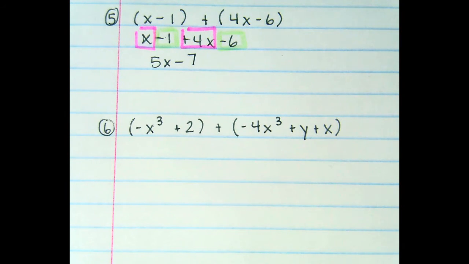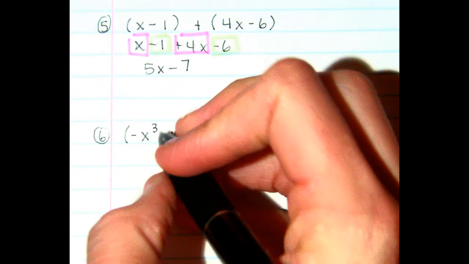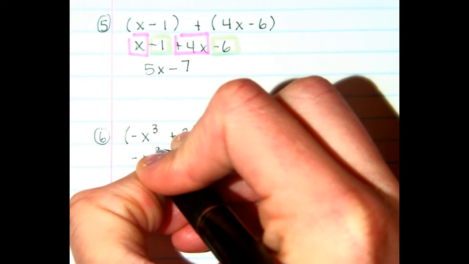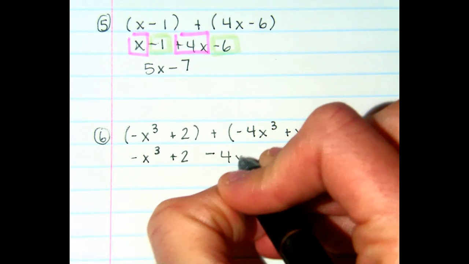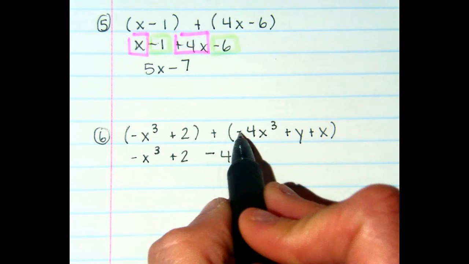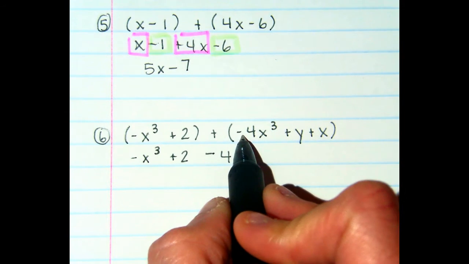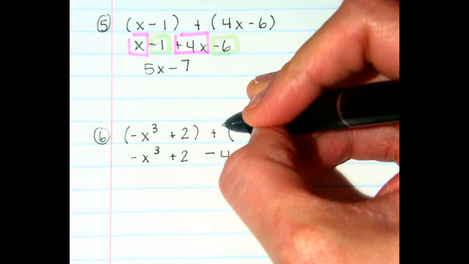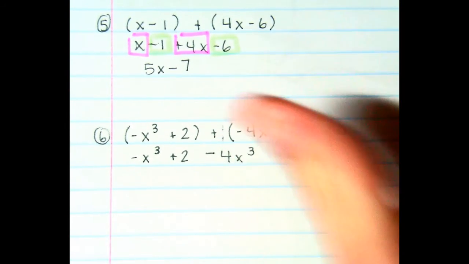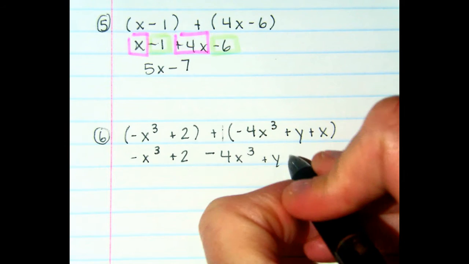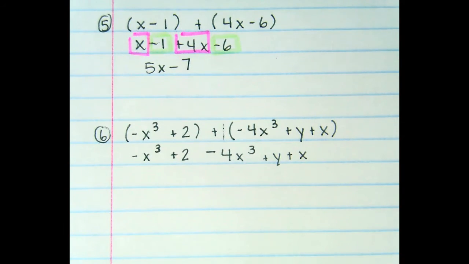Alright, is there anything in front of number 6? No, and the answer for that is going to be no pretty much all day. Negative x to the third plus 2 minus 4x to the third, because if there was something, even though we've got a plus and a minus here, if you had like a 1 there, 1 times a negative makes it minus, so we're just bringing it down. Plus y plus x. Do we have any like terms?